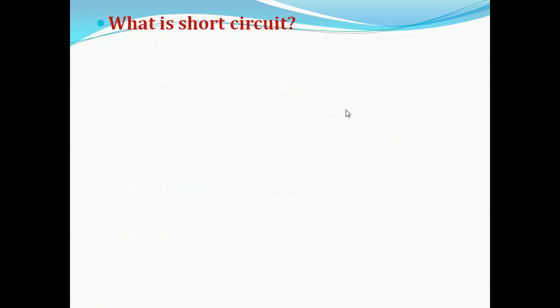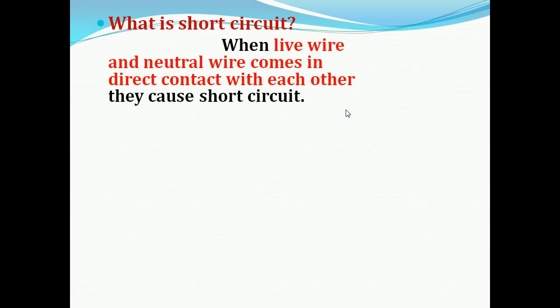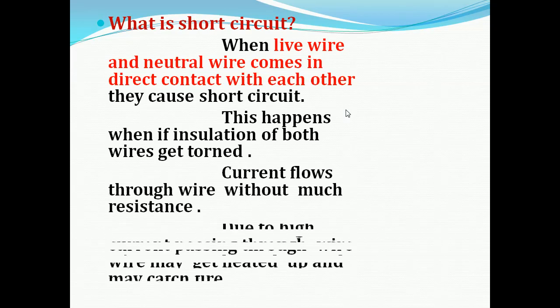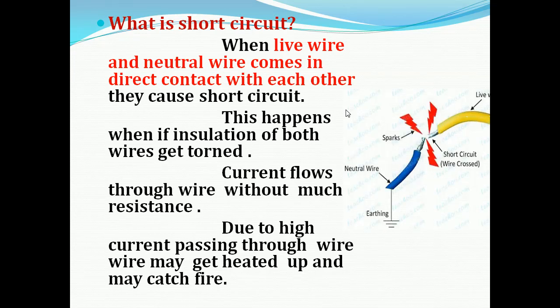Now, what is meant by short circuit? When the live wire and neutral wire come into direct contact with each other, they cause a short circuit. Here you can see the live wire and neutral wire. This happens if the insulation of both wires gets torn.